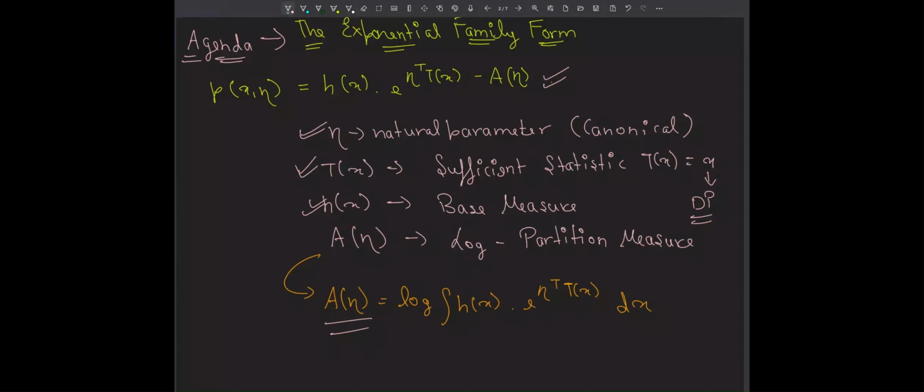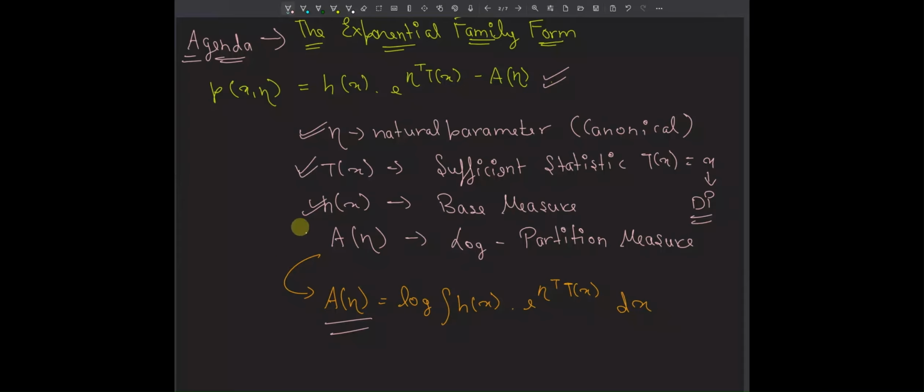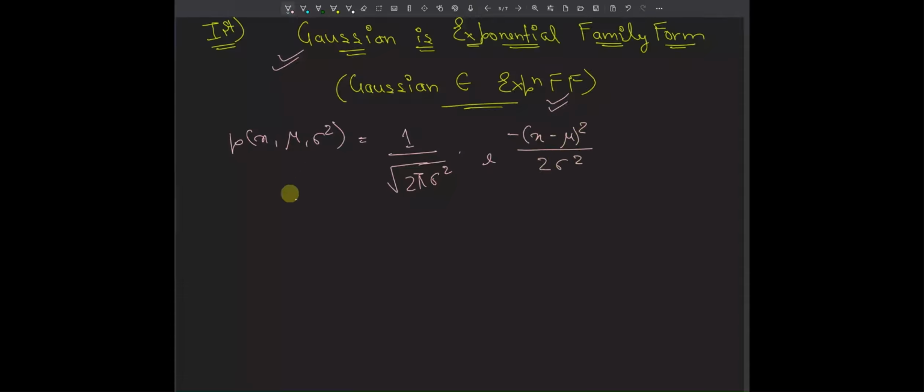Okay, let's now verify that all of this actually works. Let's take two distributions first and show they fit the form. Our first distribution is the Gaussian distribution. We will see that the Gaussian distribution is part of the exponential family itself. We know that we can write the Gaussian distribution as p(x; mu, sigma squared) equals 1 upon root 2 pi sigma squared times e raised to the power minus (x minus mu) whole squared upon 2 sigma squared.